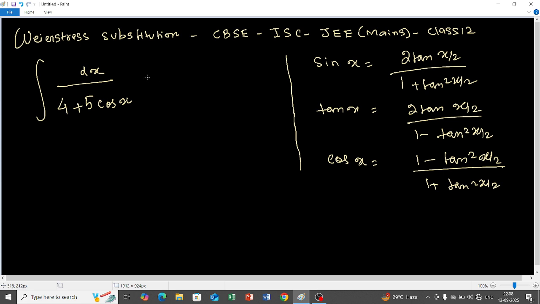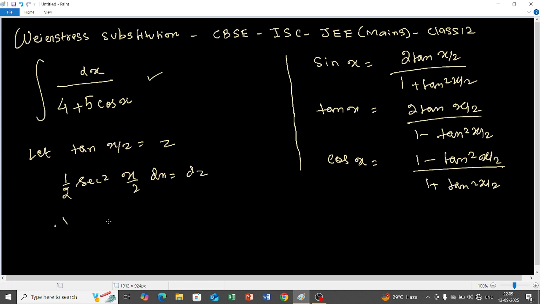Whenever we have an integration of this form, what Weierstrass substitution states is that we have to let tan x by 2 equal to z. Now we know that in integration, whenever we take something as z, we have to differentiate. So the derivative of tan mx is m sec square mx, so we get sec square x by 2 dx equals dz.